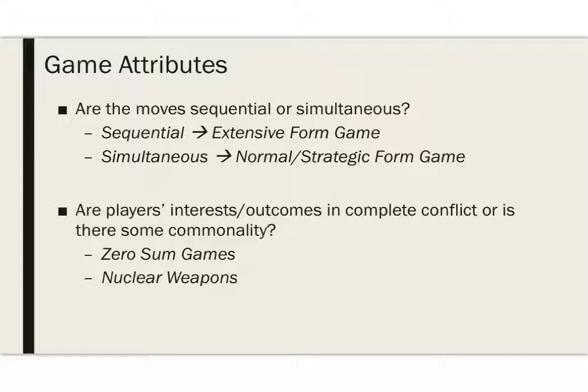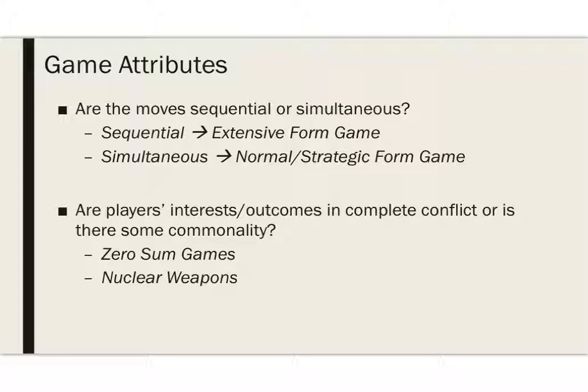Normal or strategic form games are used when the moves are simultaneous or can be modeled as simultaneous. So two firms deciding maybe to advertise on the Super Bowl, something like that. Those are made at about the same time ahead of time. And so we can model those as a simultaneous move game.